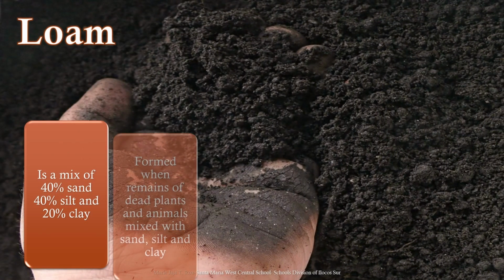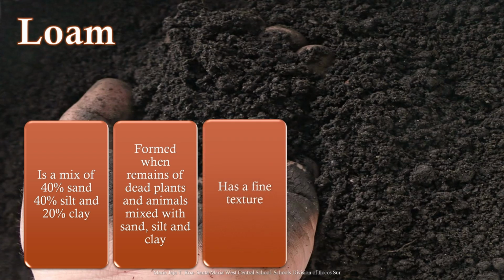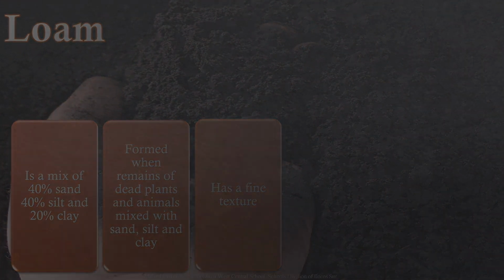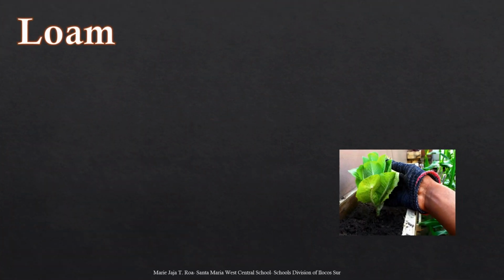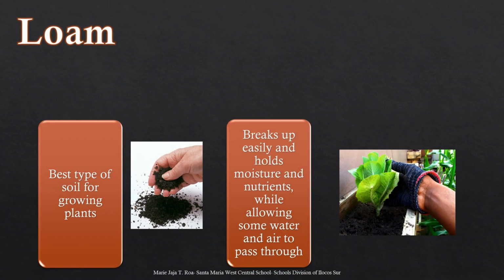The loam contains a good mix of three soil materials: silt, sand, and clay. It is formed when remains of dead plants and animals mix with sand, silt, and clay. And among the soil types, loam has a fine texture. Loam is the best type of soil for growing plants. It breaks up easily and holds moisture and nutrients while allowing some water and air to pass through.